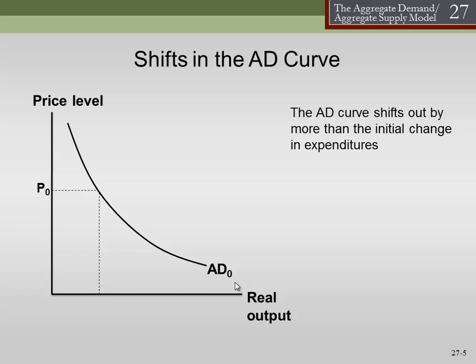So let's look at some shifts in the curve. The aggregate demand curve shifts out by more than the initial change in expenditures. Notice, anytime we have any kind of a shock, and a shock is just one of these shifting factors changing, what's going to happen? Well, we're going to have an initial effect. And that's going to move us out.